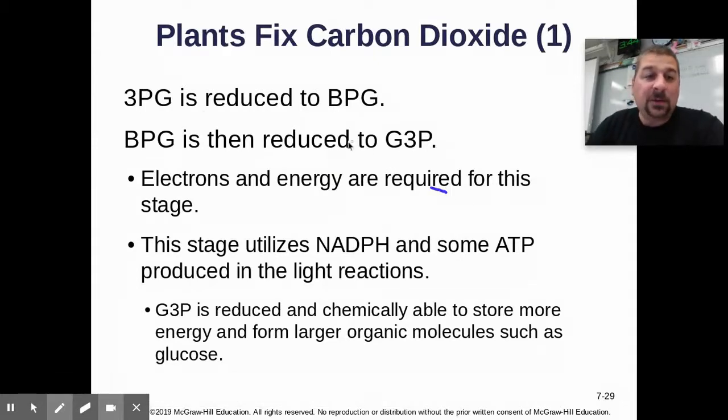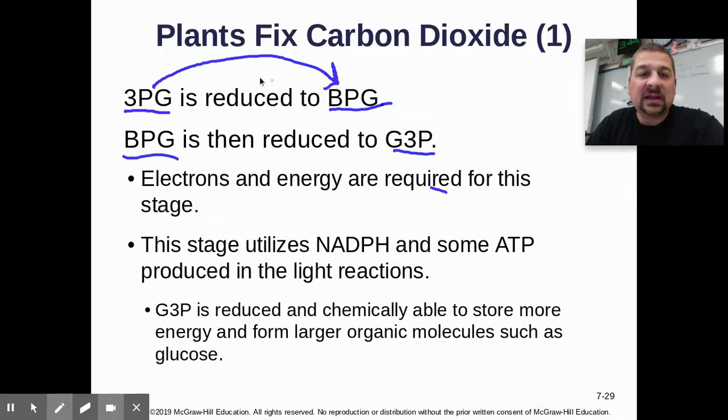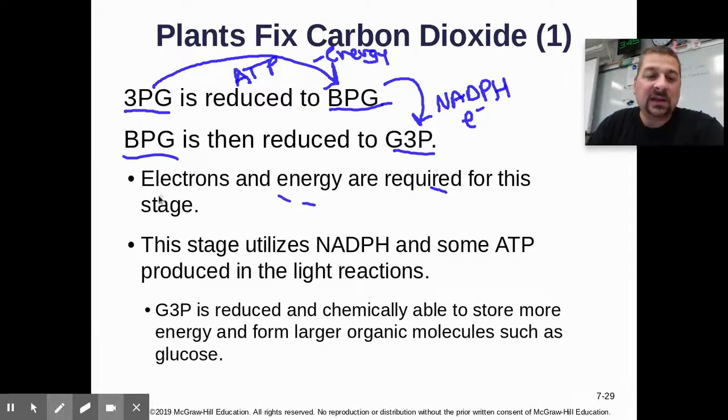So when we talk about step two, 3PG is reduced to BPG, and then BPG is reduced to G3P. It goes to this, and we added in ATP, and then when it goes to this, we added in NADPH. So we added in energy, and from here we added in electrons. So electrons and energy are required for this stage. It uses NADPH and the ATP that are coming from the light-dependent reactions.